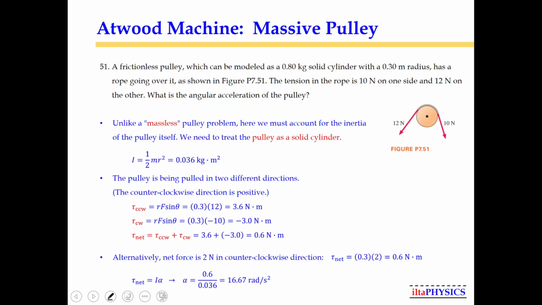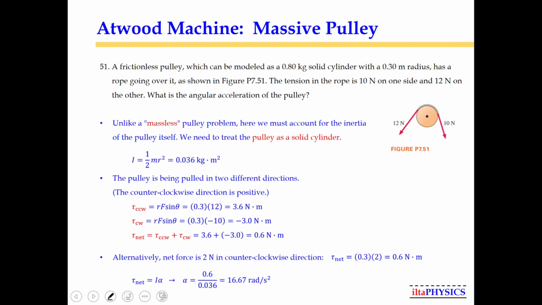First, since the mass and size of the pulley are provided, we can apply the massive pulley model to find its rotational inertia. According to the formula, the rotational inertia based on the disk model is 0.036 kilograms meter squared. Now, let's use the forces applied to the right and left sides of the pulley to calculate the torque in each direction. First, the torque from the 12 Newton force on the left acts counterclockwise, and as the product of the radius and force, it equals 3.6 Newton meters.